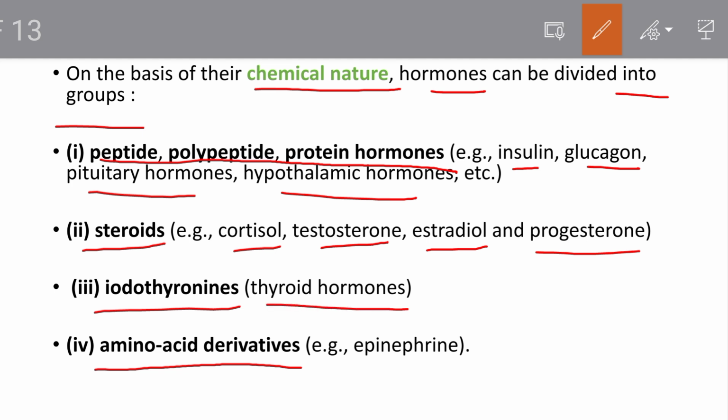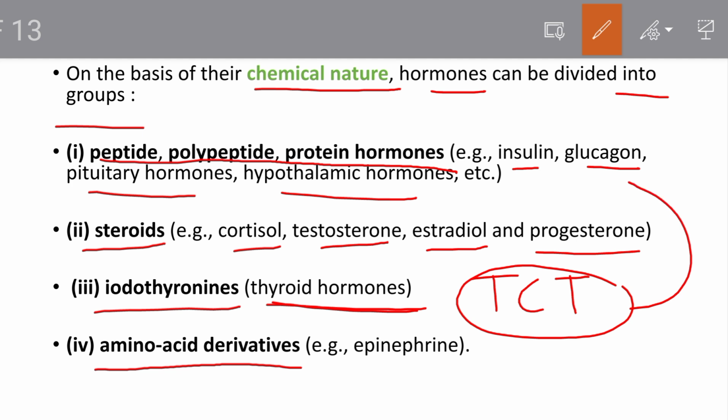Iodothyronines include thyroid hormones. Now, here remember TCT, that is thyrocalcitonin, is also a thyroid hormone, but TCT is a protein hormone, and this is given in your textbook. Epinephrine is a catecholamine. So catecholamines are also amino acid derivatives. Catecholamines are secreted by adrenal medulla.